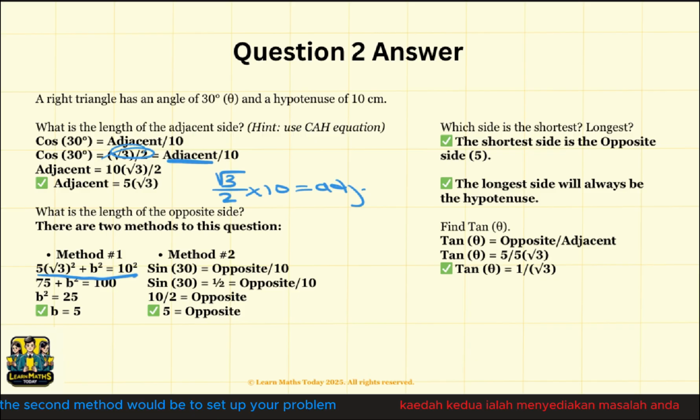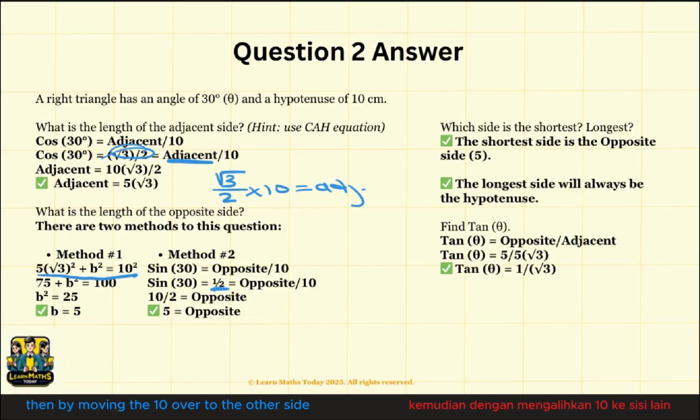Basically, the second method would be to set up your problem the same as you did before for the adjacent side, but remembering that sine is how you obtain the opposite. So instead of cosine, where it's adjacent over hypotenuse, you'd use sine, where it's opposite over hypotenuse. And since you still have the hypotenuse value, you can still find the opposite side just given the hypotenuse and the angle. So you again set sine of 30 equal to whatever it is, which in this case is 1/2, and then that's equal to the opposite over 10.